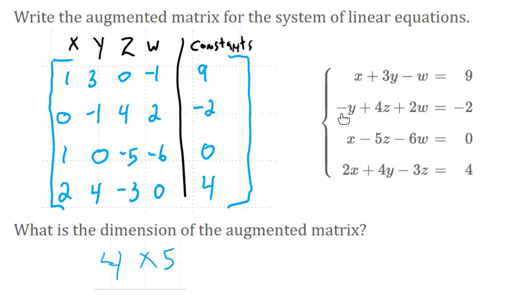The second one, there's no x, so we start off by putting a 0 because we need a placeholder there. Then we have our -1, z is 4, and w is 2, and then our constant is -2. Then we have our coefficient for x is 1. I don't have a y here, so that's going to be 0. Then we have -5, -6, and 0. And then the last one we have 2, 4, -3, there's no w, and then 4. So the order is 4 rows, 1, 2, 3, 4, and 5 columns.